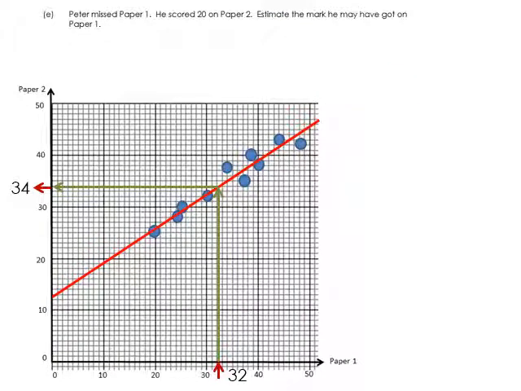Next one, question E. Peter missed paper 1. He scored 20 on paper 2. Estimate the mark he may have got on paper 1. So this time we're looking at the paper 2 mark. So we go on 20 on paper 2, read across, read down, and we get 11.